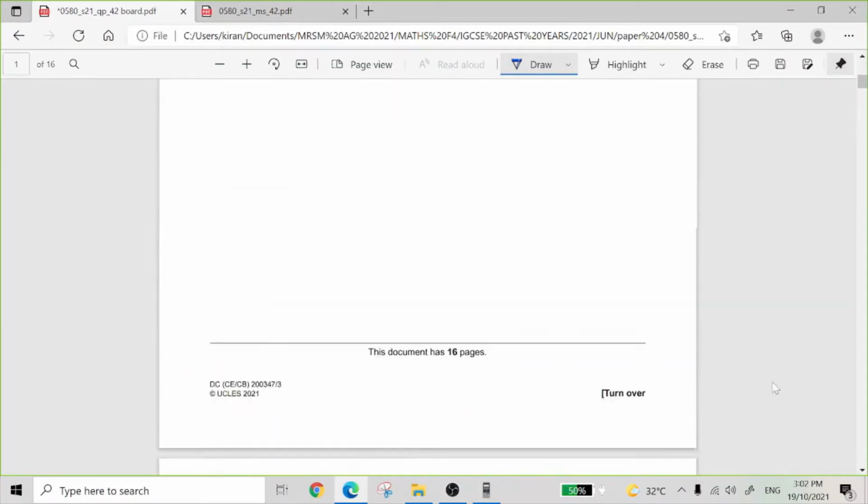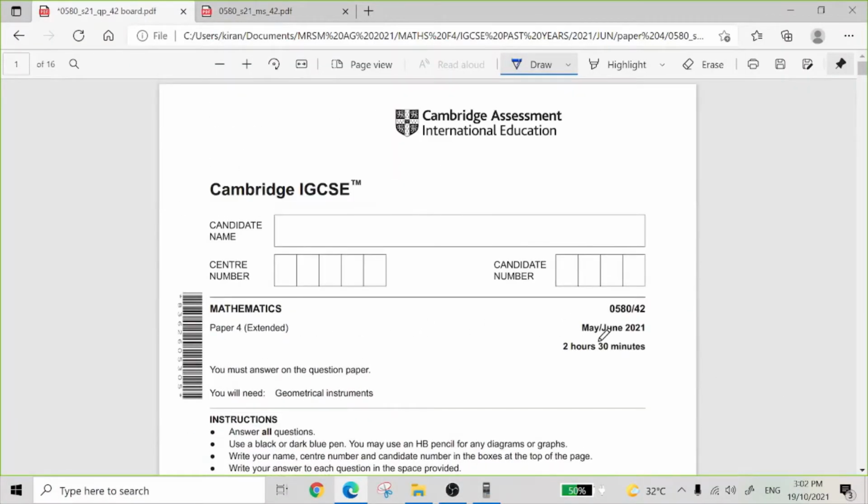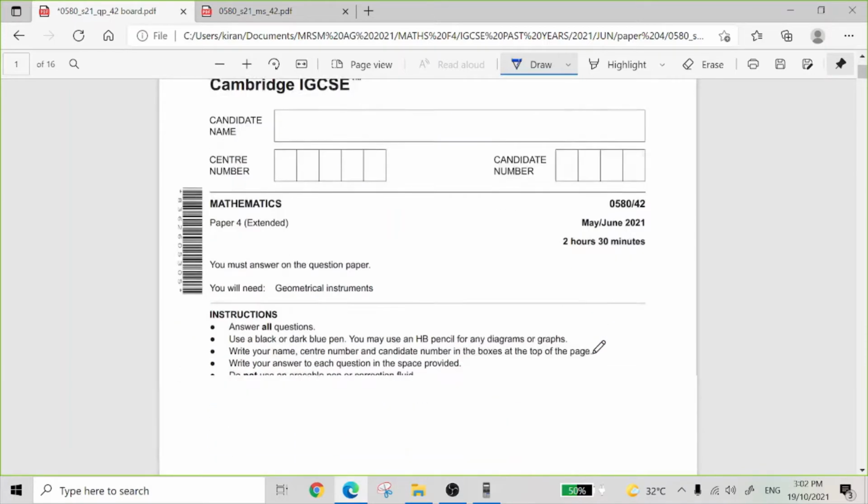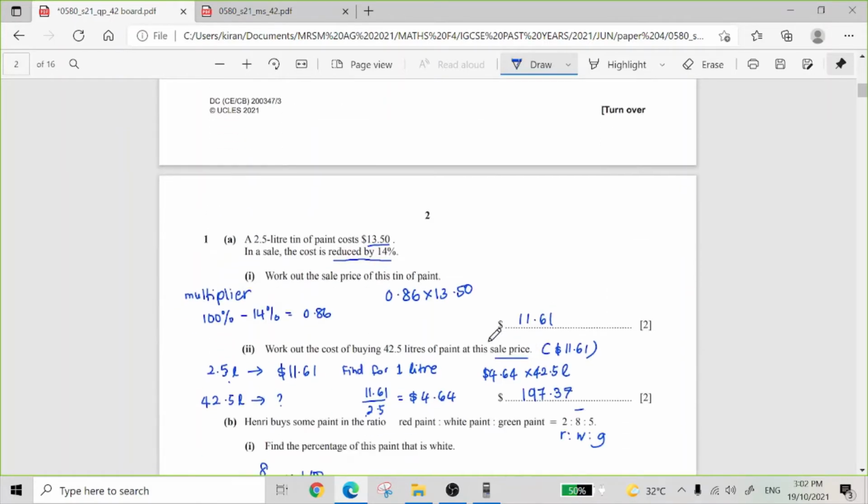We discuss Paper 4 at standard, May-June 2021, Mathematics 0580/42. Okay, we go to question number 1A. A 2.5 liter tin of paint costs $13.50. In a sale, the cost is reduced by 14%. Work out the sale price of this tin of paint.